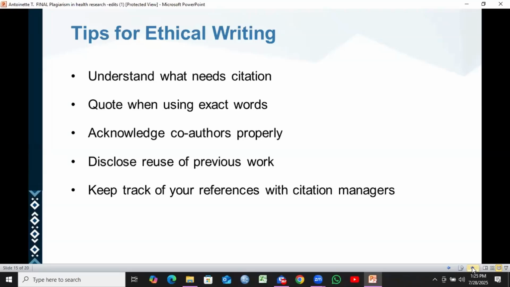Acknowledge co-authors properly. It takes us to citing properly. Then disclose use of previous work, which relates to self-plagiarism. So if you use your previous work, you should always ensure that you disclose the reuse of your previous work. You should also keep track of your references with citation managers.